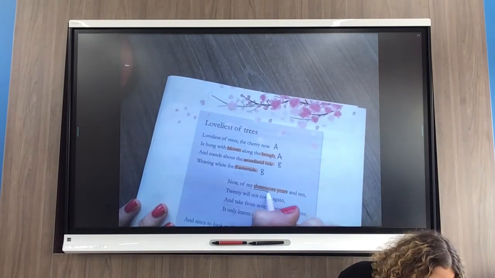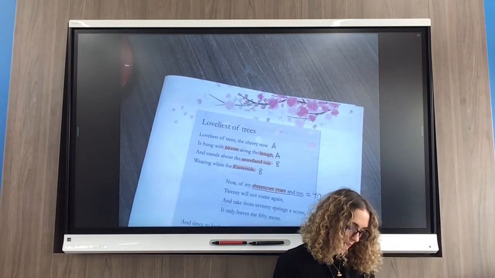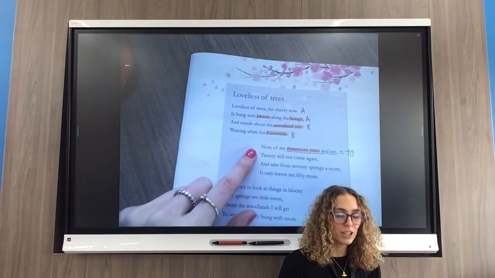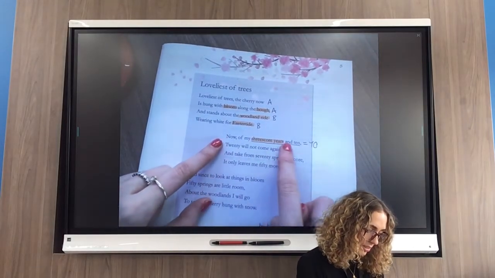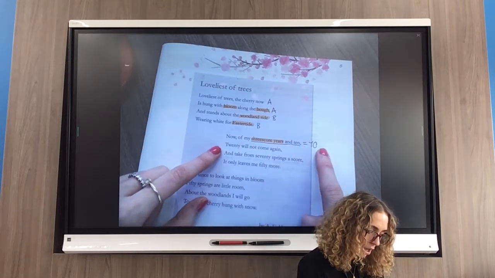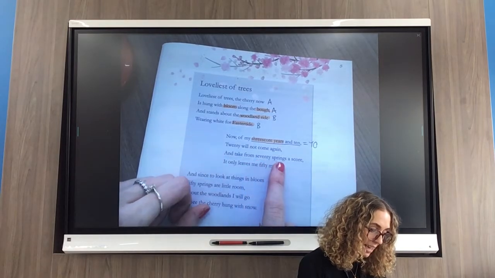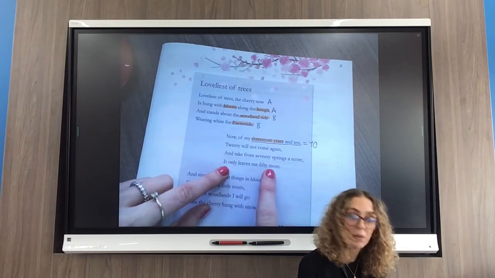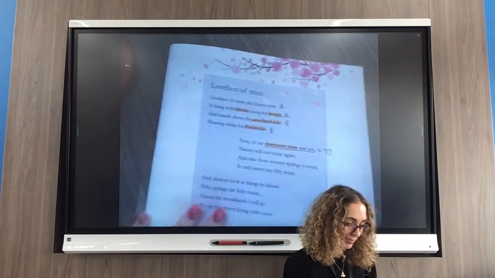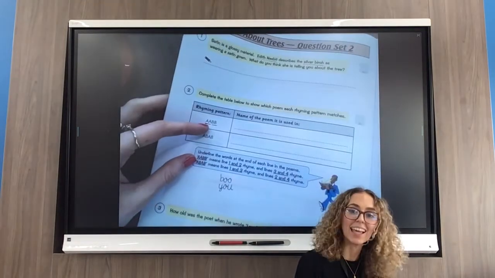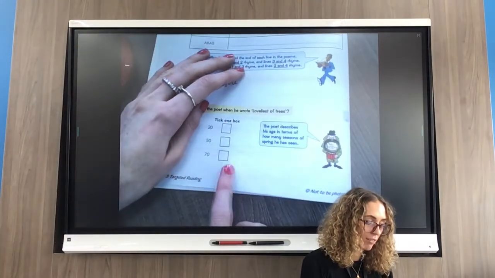So three score years and ten equals 70 years. Okay, and then it's almost like a little riddle, Year 3. So you might need to use some of your math skills here. So he was 70. Now with my three score years and ten, 20 will not come again. And take 70 springs a score, it only leaves me with 50 more. So how old is he? Let's have a look. Is he 20, 50 or 70? Make sure you tick the right one.